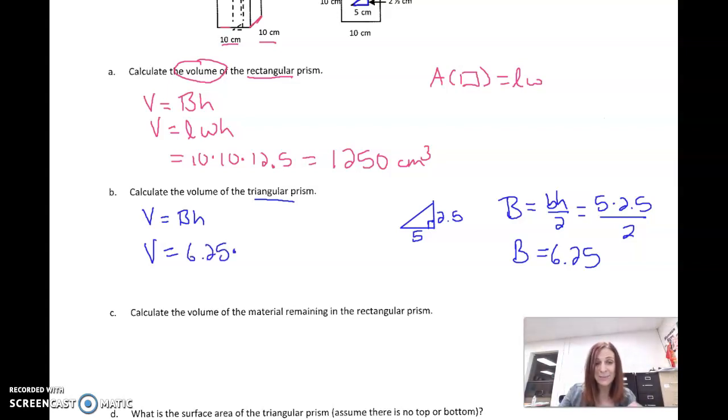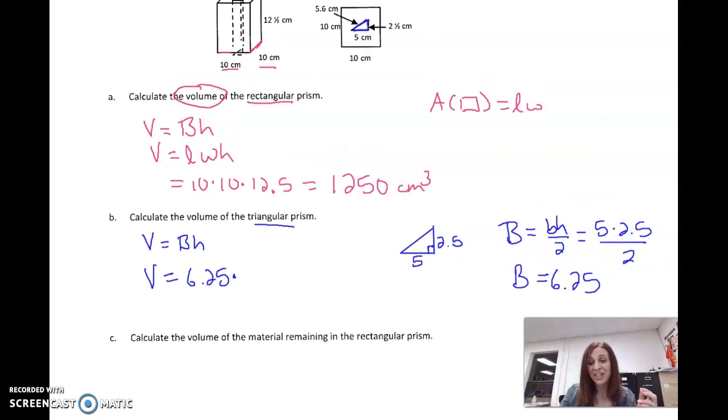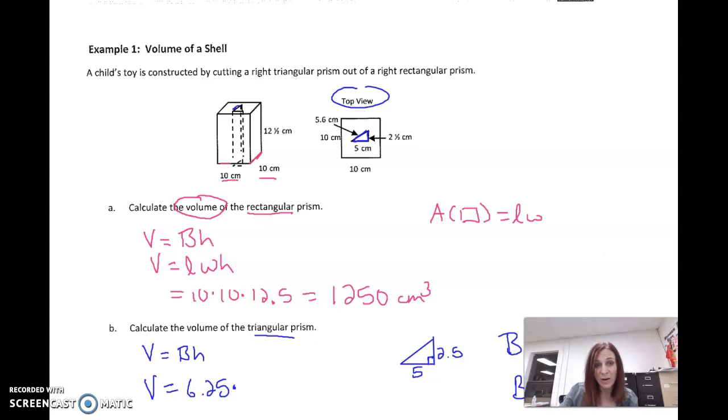So when I go to my volume formula here, the area of my base, my triangle, is 6.25 times height. Now our formula says capital B is the area of the base, H is the distance between the bases. So how far apart are my triangle up here and my triangle down here? How far apart are they? In that really bad looking line.